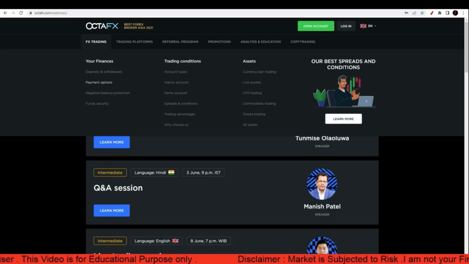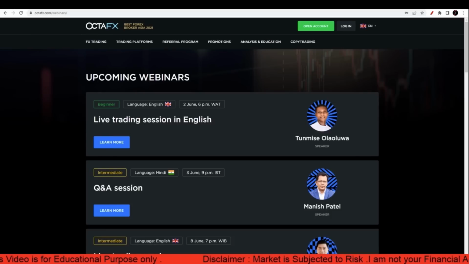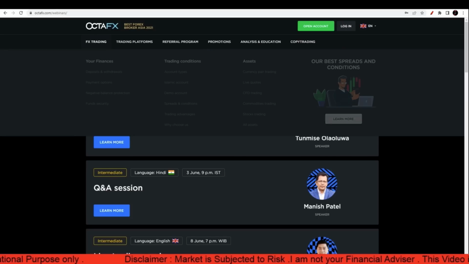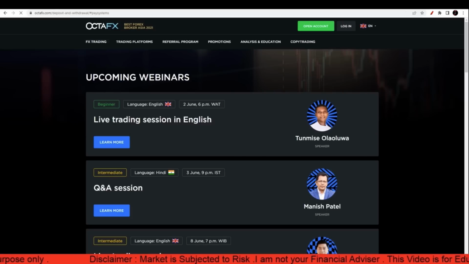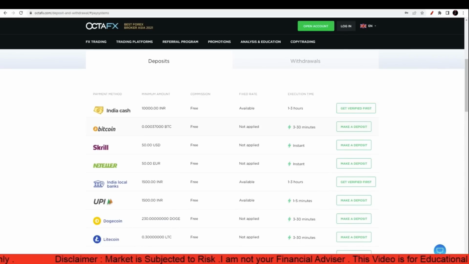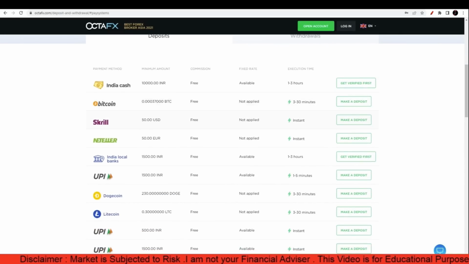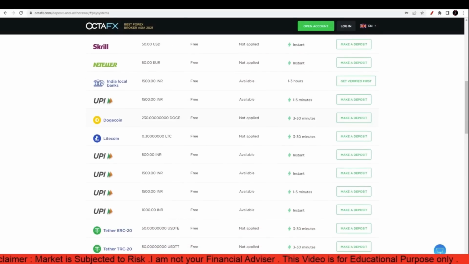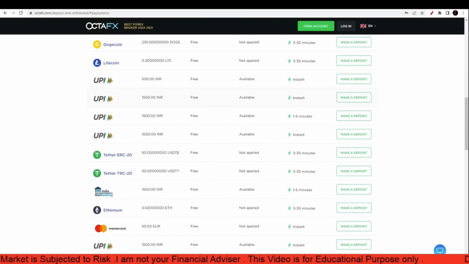And the major point in forex trading is the deposit. The major issue is how to do the deposit in the market. So here you can see there's a payment option, and there are multiple things, Bitcoin, a lot of things. Instant payment you can do over here. So this is the best trading platform.